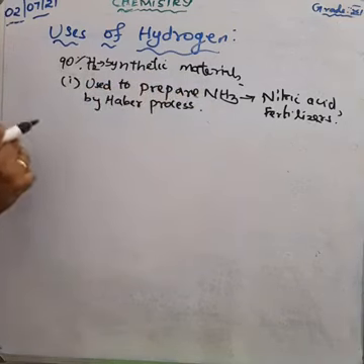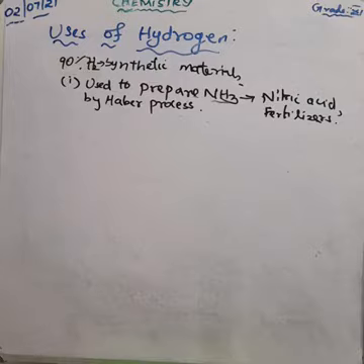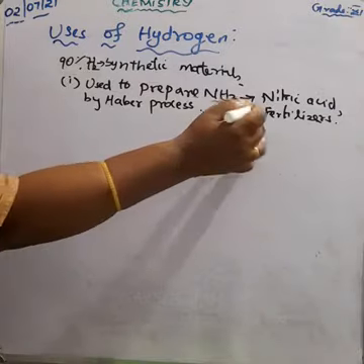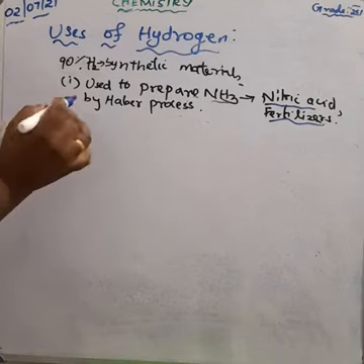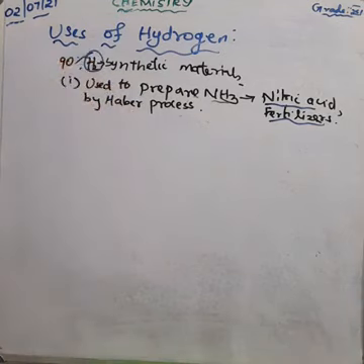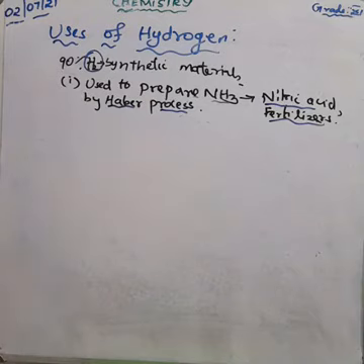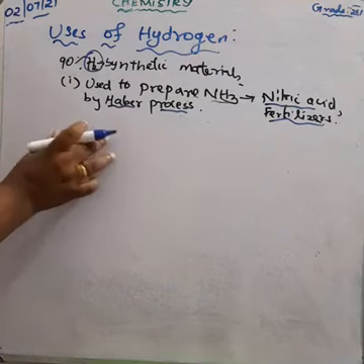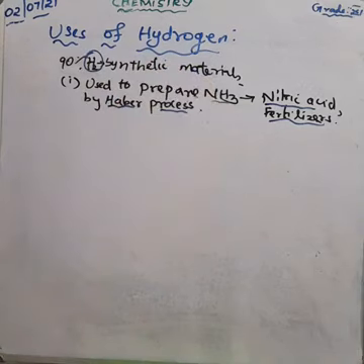What is the purpose of preparing ammonia? Because ammonia is used for the manufacture of chemicals such as nitric acid, fertilizer and explosives. For preparing ammonia we have to use hydrogen. We prepare ammonia by using hydrogen and nitrogen. The combination of nitrogen and hydrogen gives ammonia. This process is known as the Haber process.